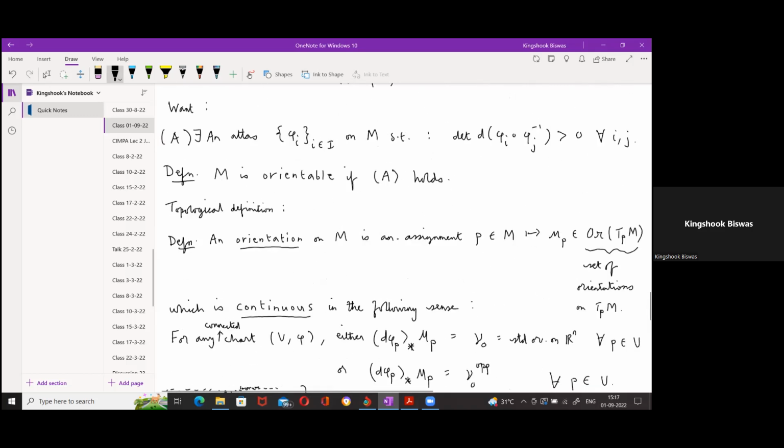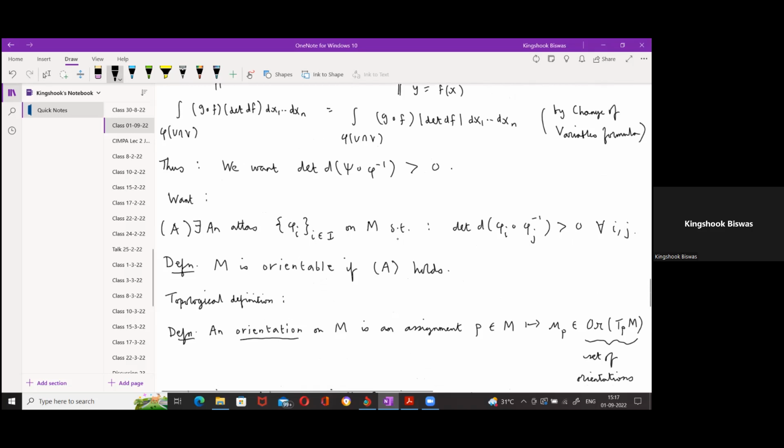I'll just talk you through the proof of this. Suppose you have an atlas so that the change of charts is orientation preserving. Then how do you get an orientation on M? Anyone? Orkojit, Utsav, how will you get your orientation on M? So you have this nice atlas. Using this atlas, I want to construct an orientation. What do I do?